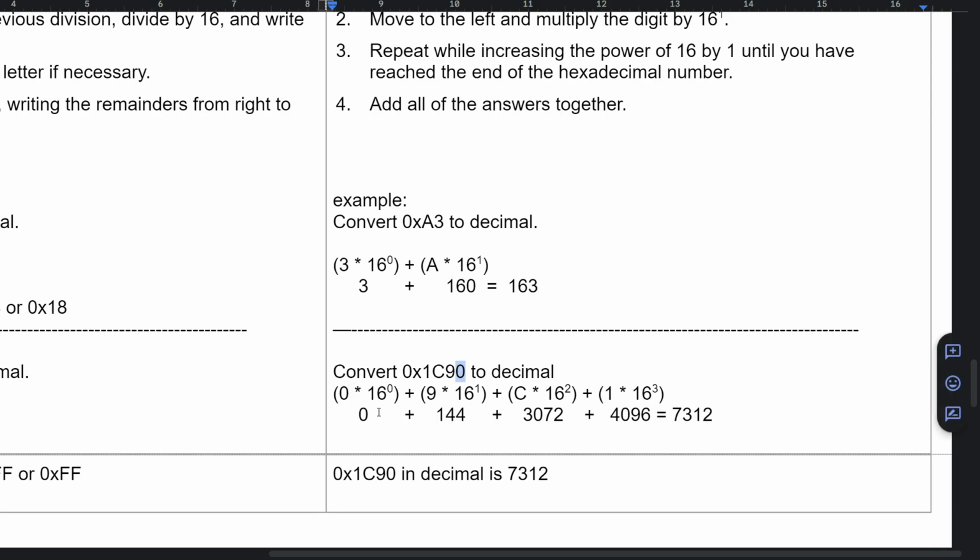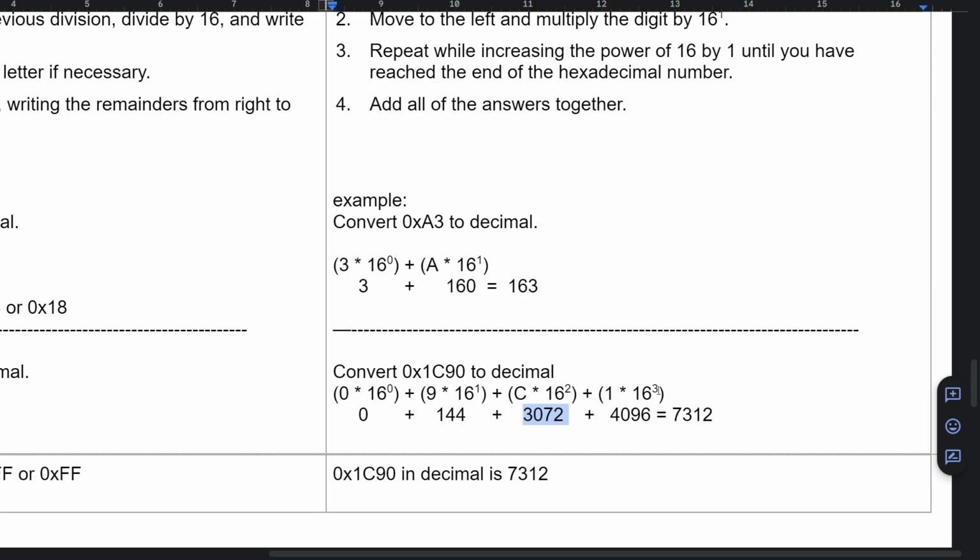So we have a 0 in the ones place, so it's 0 times 1. That gives us 0. We have a 9 in the 16s place, so it's 9 times 16. We get 144 for that. We have C, or 12, in the 256 place. So that would be 12 times 256, which gives us 3,072.